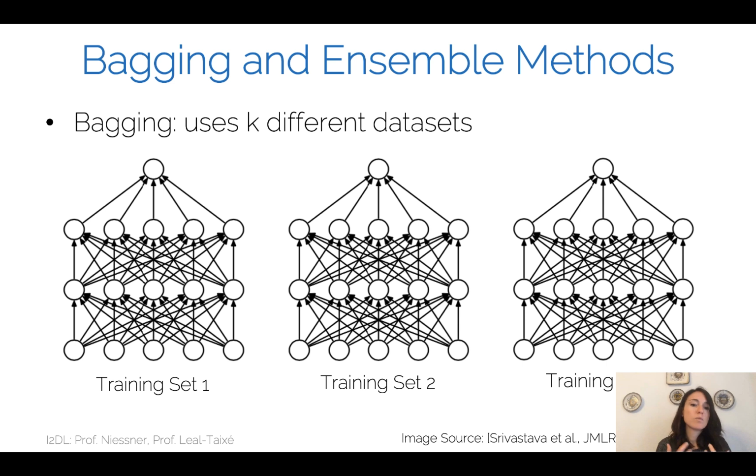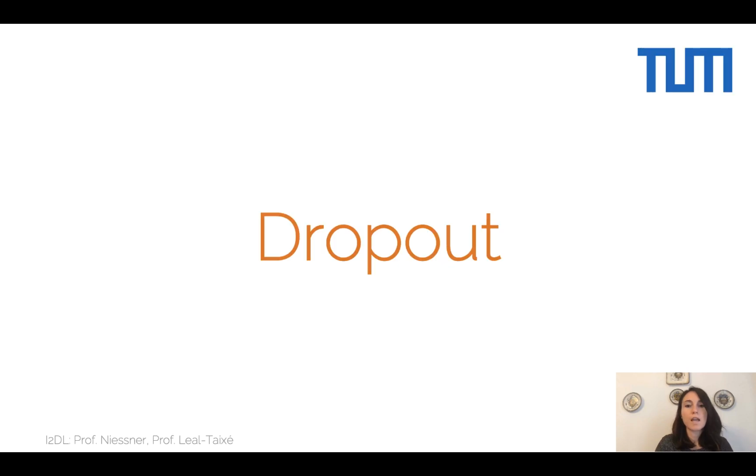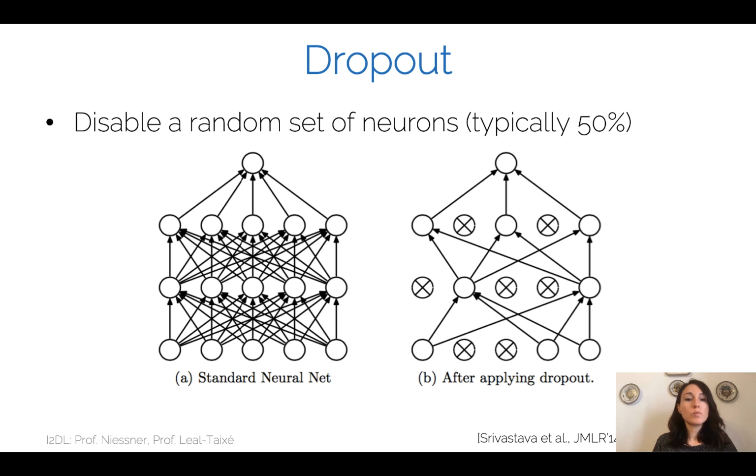But of course, here we're training 3 different neural networks. So this is really expensive. So the question is, is there a way to do a similar thing without really training 3 separate models? This is where the technique Dropout comes in. Dropout was proposed in 2014 as a technique for regularization.